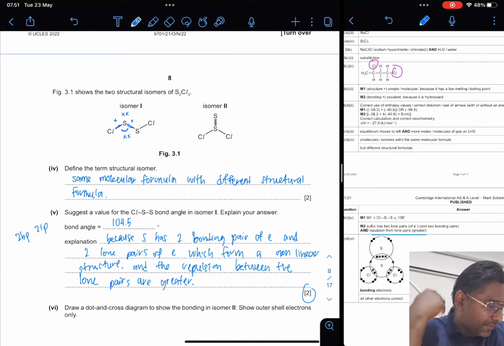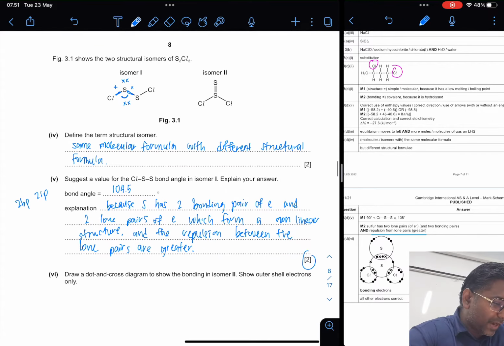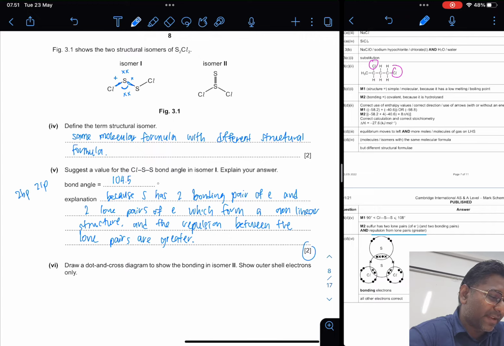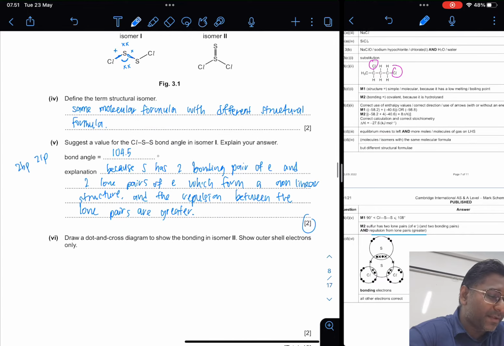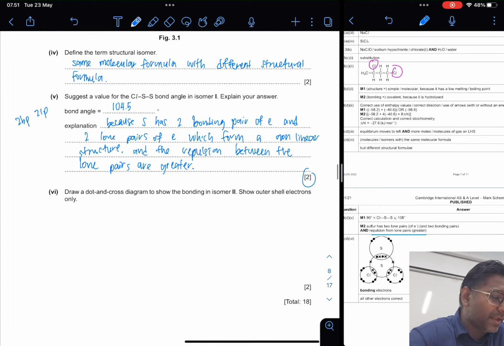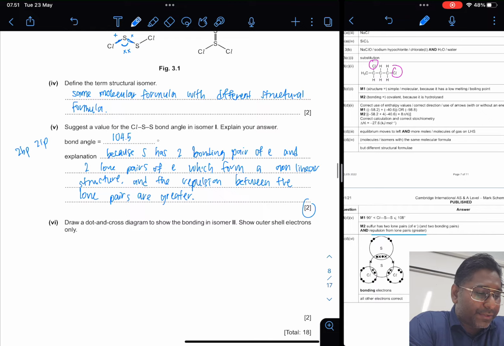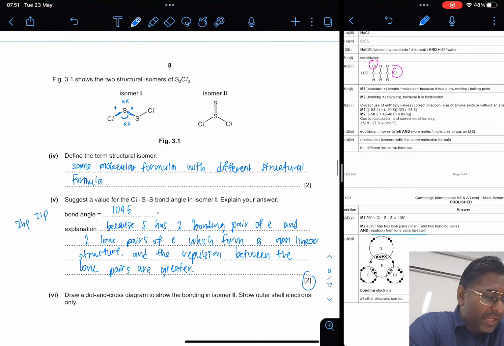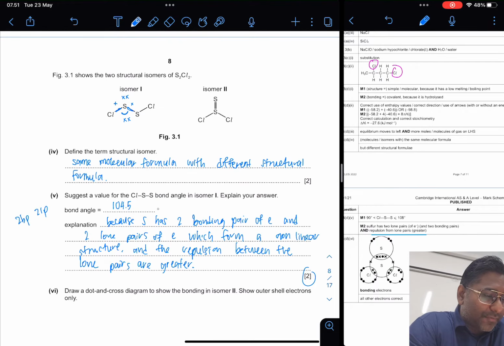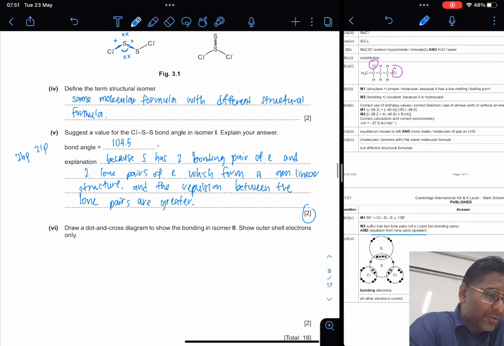Without that, even though our previous answer is correct, you might not get that mark. So we might end up getting only 1 mark. So we need to mention the repulsion. Now next question, draw a dot and cross diagram to show the bonding in isomer 2. Show the outer shell electrons only. So we want to show the bonding, outer shell only.